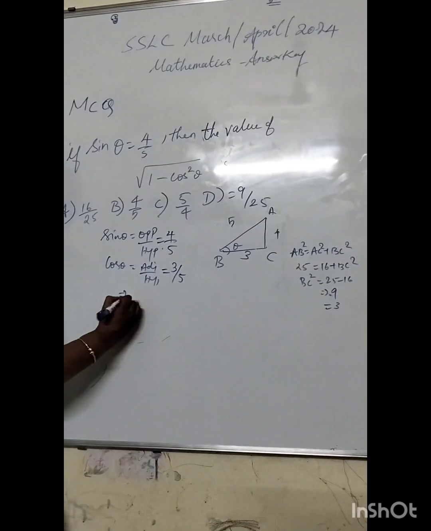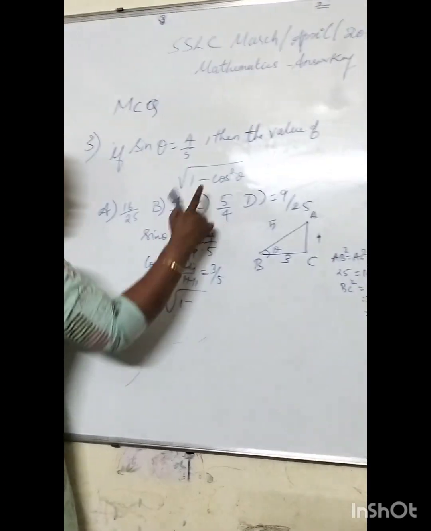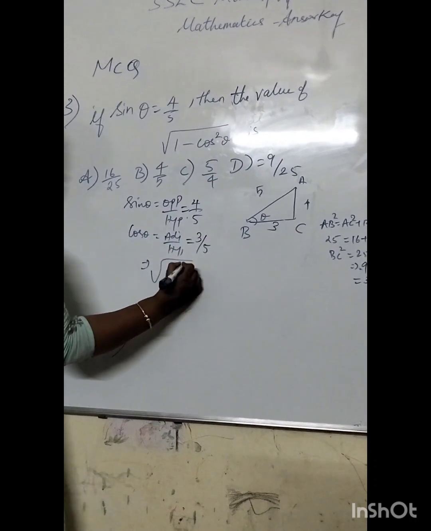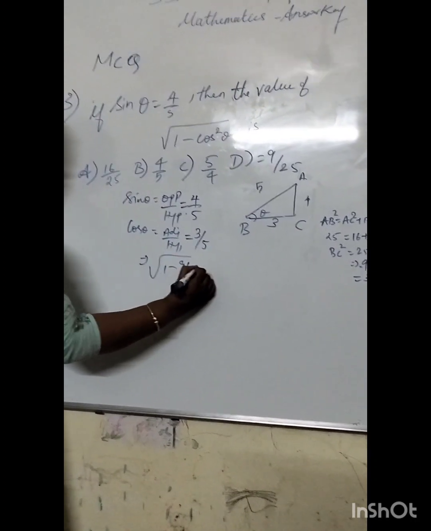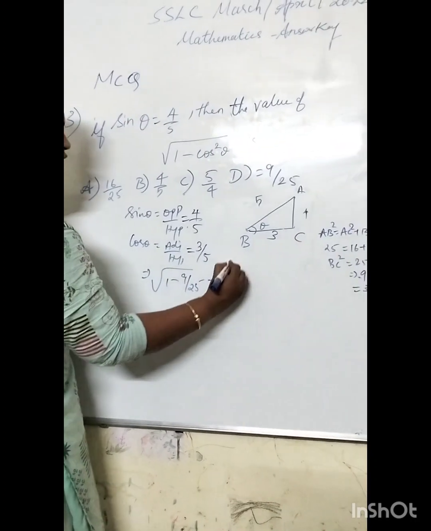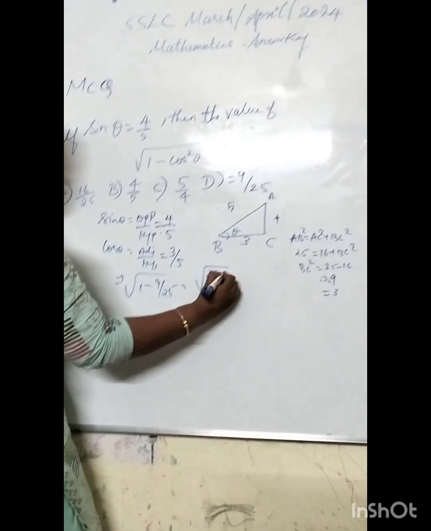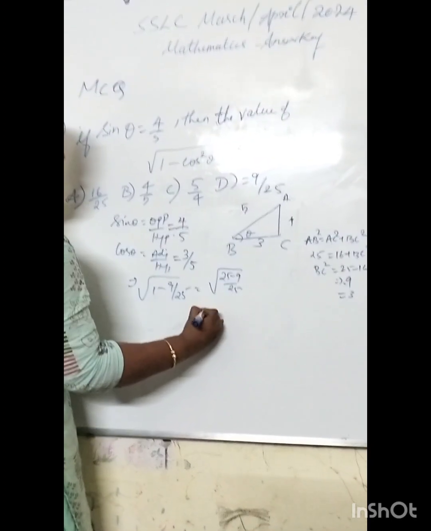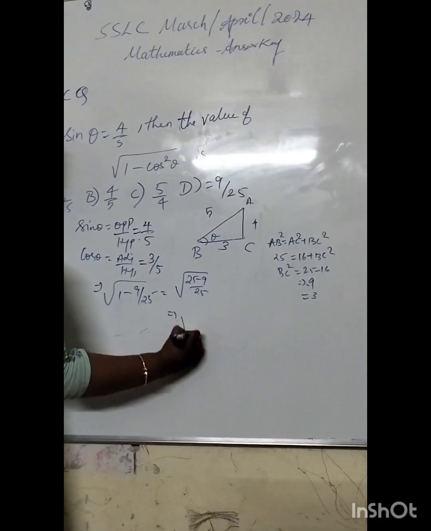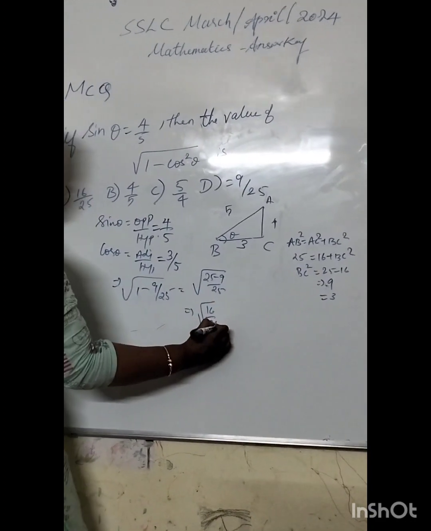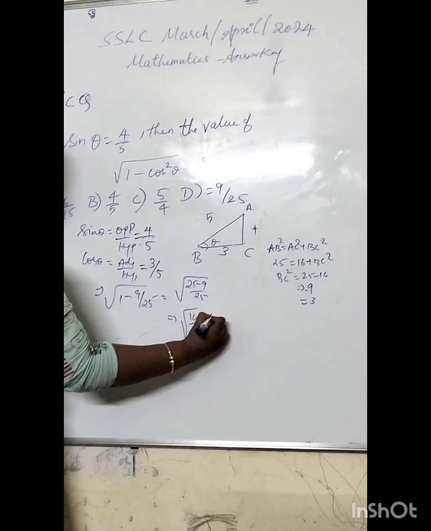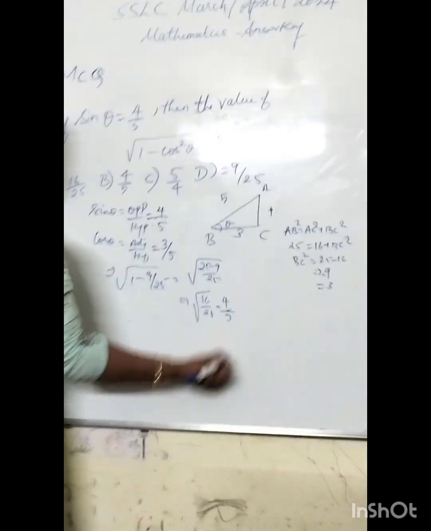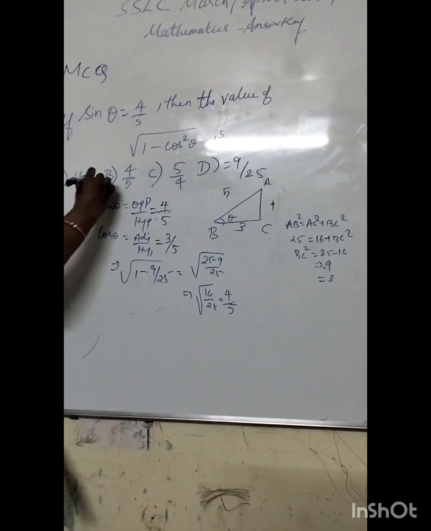Substituting here, under root of 1 minus cos square, so it is 3 square, 9 by 5 square, 25. Take LCM. It's under root of 25 minus 9 by 25. Solving, it is under root of 16 by 25. The square root of 16 is 4 and of 25 is 5. This corresponds to option B.